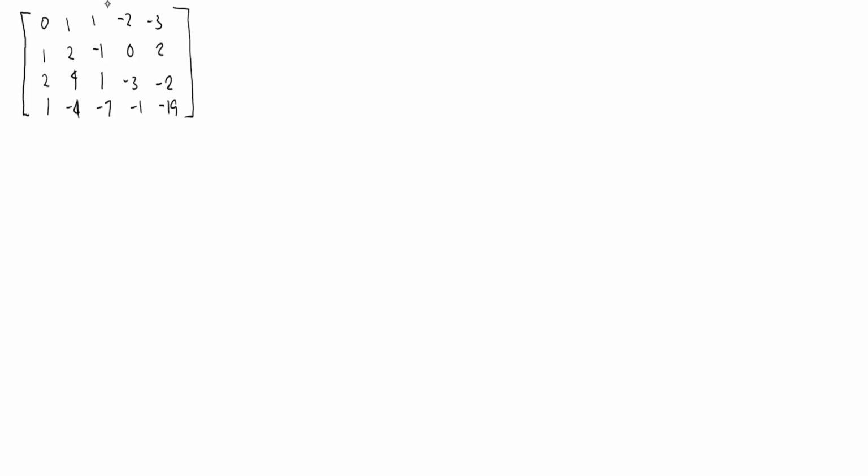Next, we want our first entry in the first row to be 1, so we interchange row 1 and row 2. Interchanging row 1 and row 2, we use a double arrow. Again, we only interchange rows 1 and 2. So we have here 1, 2, negative 1, 0, 2. We have 0, 1, 1, negative 2, negative 3, and then we copy rows 3 and 4.